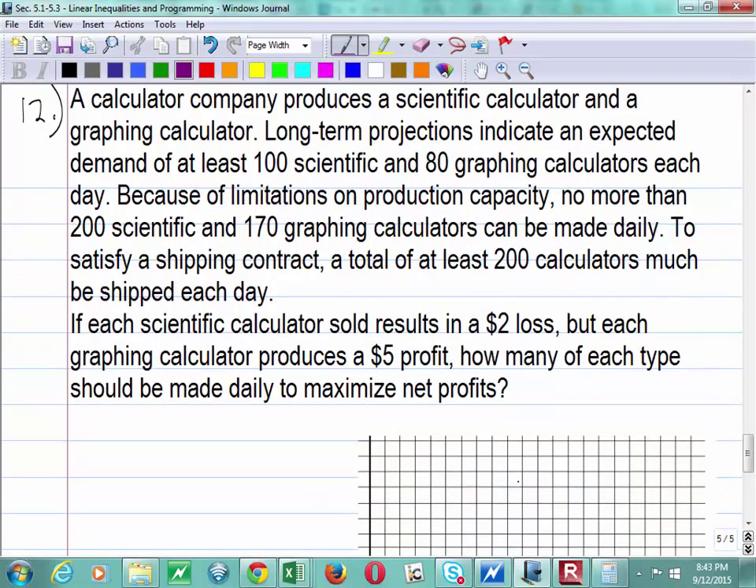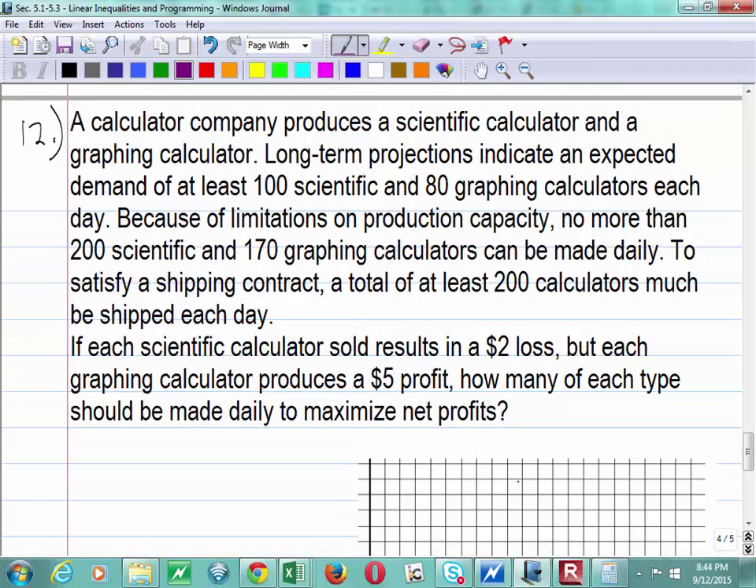Okay, so here is an application. A calculator company produces a scientific calculator and a graphing calculator. Long-term projections indicate an expected demand of at least 100 scientific and 80 graphing calculators each day. Because of limitations on production capacity, no more than 200 scientific and 170 graphing calculators can be made daily. To satisfy a shipping contract, a total of at least 200 calculators must be shipped each day.